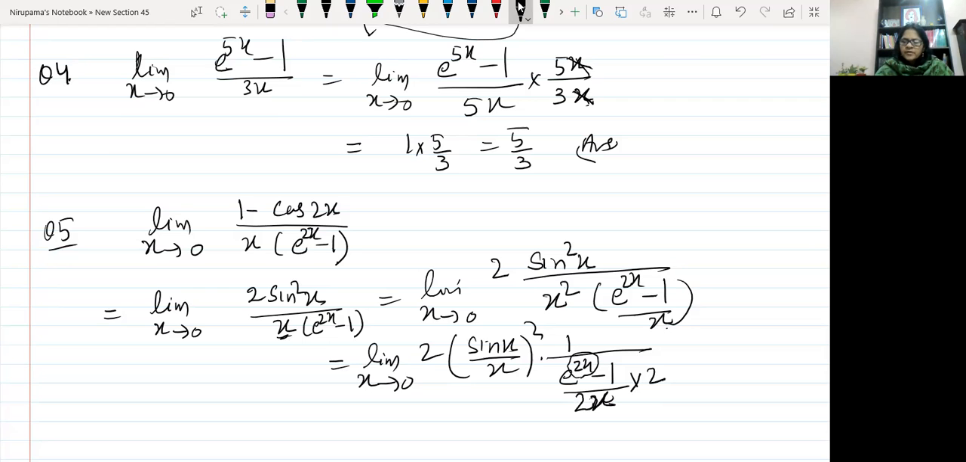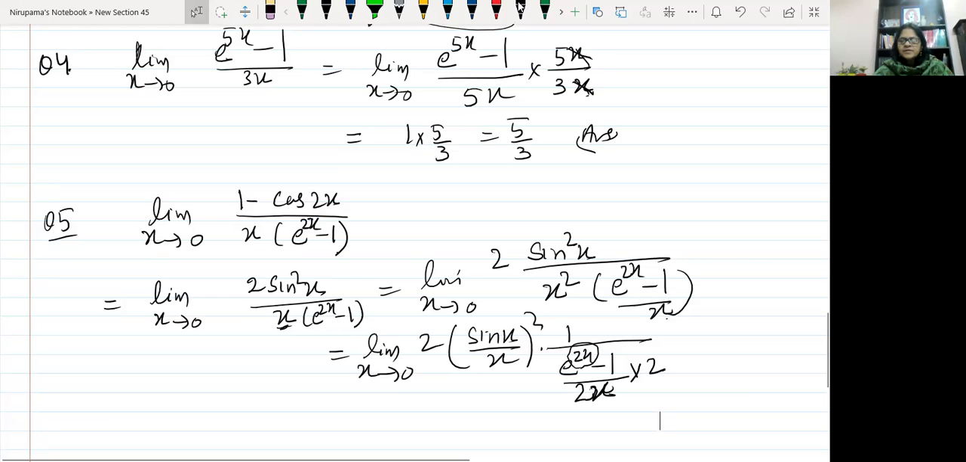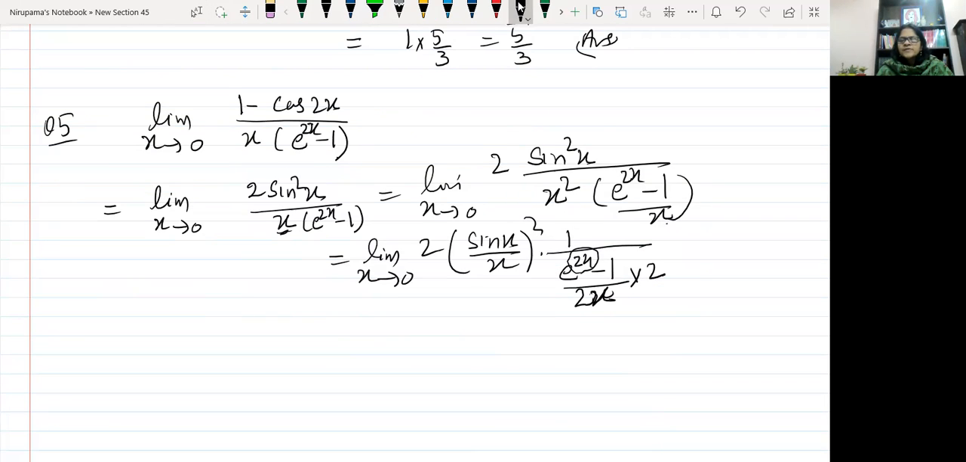Limit of the product equals product of limits, and limit of the quotient equals quotient of limits also. So limit of this quantity, you are getting 2 into 1. Limit x approaches 0, sin x by x is 1. Here limit x approaches 0 means 2x approaches 0 also, e to the power 2x minus 1 by 2x. This becomes 1. So 1 by 2. So 2 into 1 by 2, you are getting 1 as the answer.